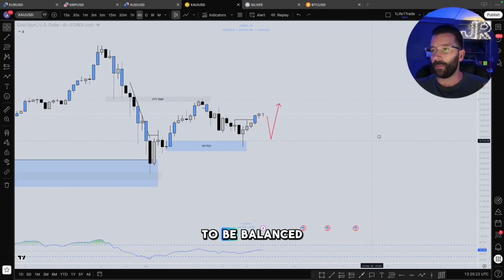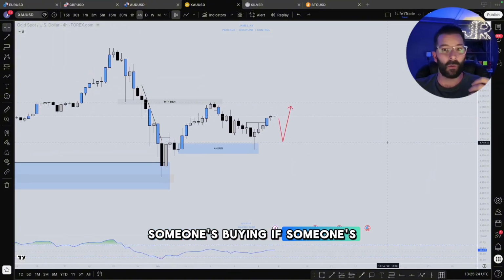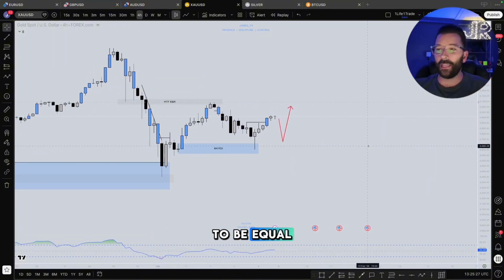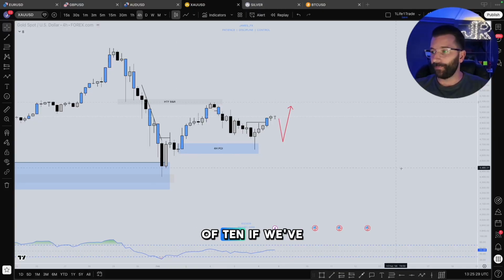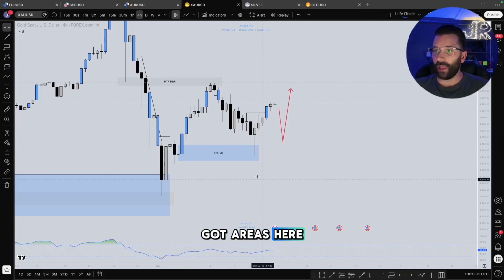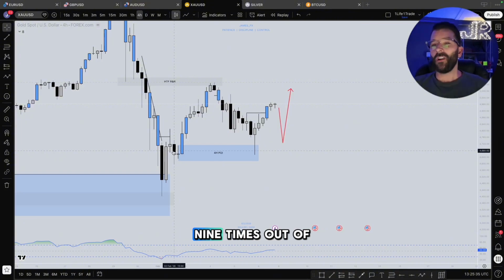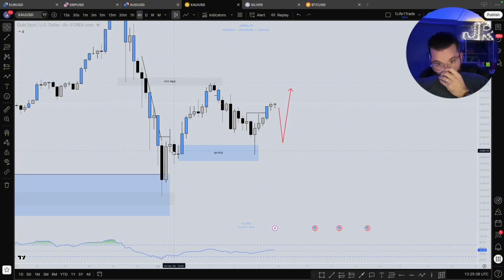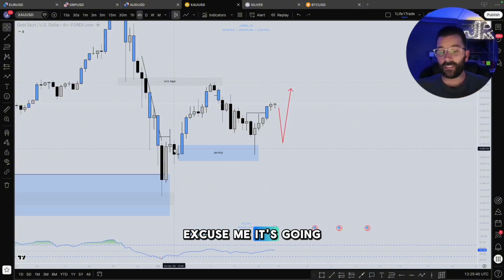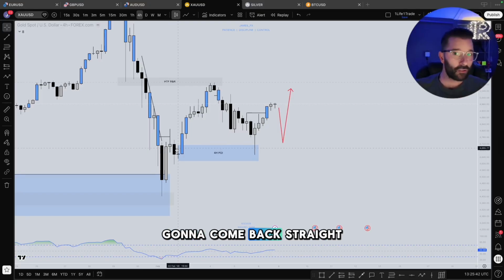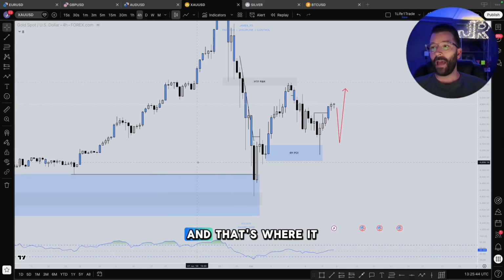The market always needs to be balanced. If someone's selling, someone's buying. If someone's buying, someone's selling. It needs to be equal. So 9 times out of 10, if we've got areas here where there's still imbalance on a 4-hour, quite a high time frame, at one point it's going to come back. It doesn't mean it's going to come back straight away, but it's going to come back. And that's where it goes on.